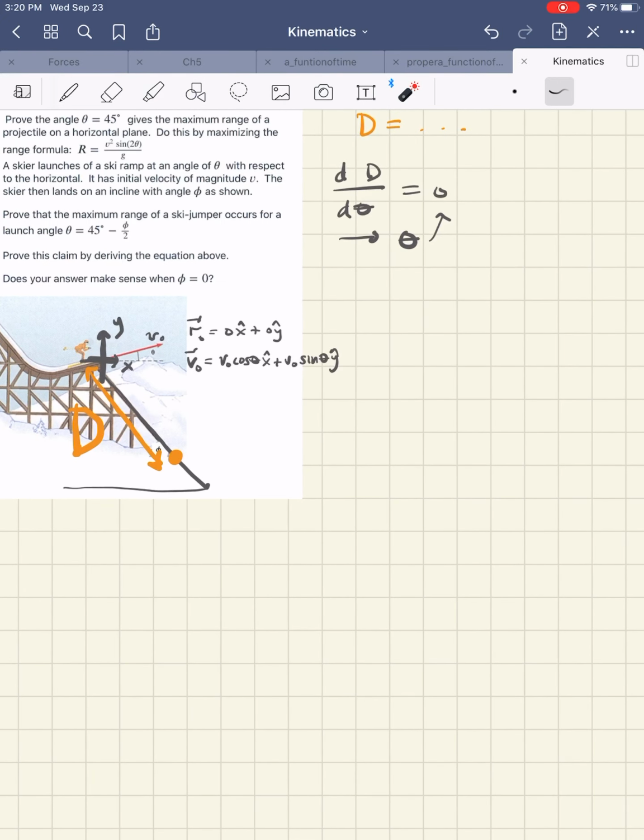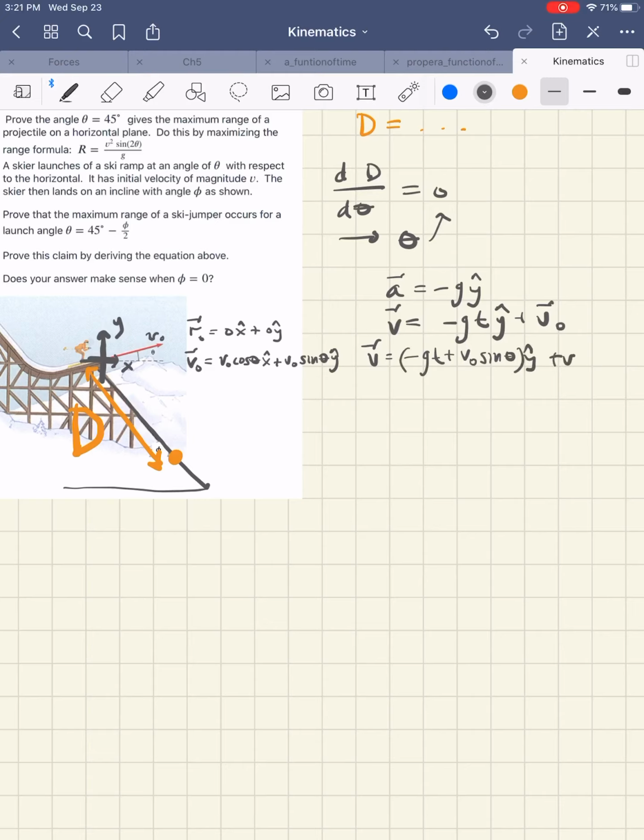And then, of course, I understand that the acceleration due to gravity is just minus g y hat. I integrate that from 0 to t to get minus g t y hat, and then I add in the initial velocity. Of course, that has an x and a y component, and so that's going to give me v equals minus g t plus v0 sine theta in the y plus v0 cosine theta in the x.